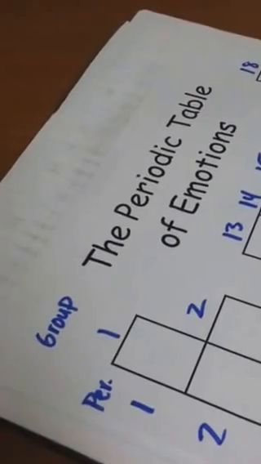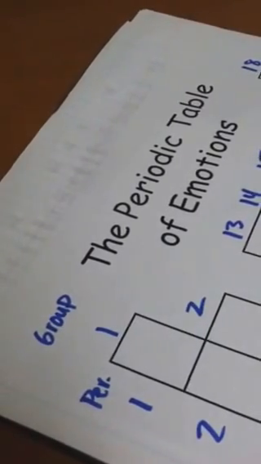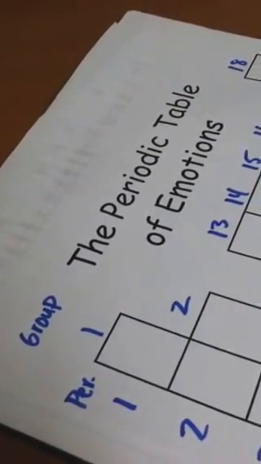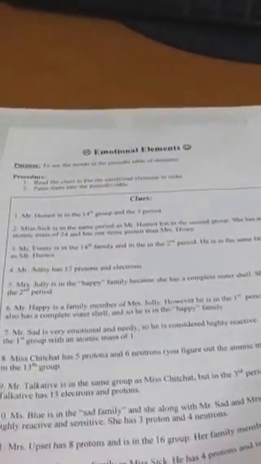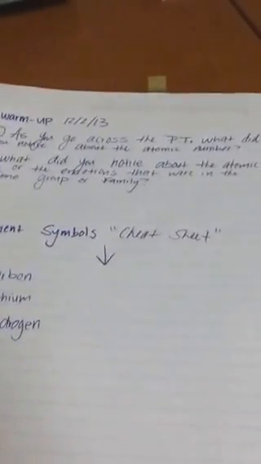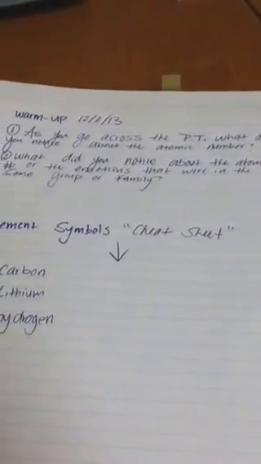Page 107 should be the periodic table of emotions, where you cut out the different elements of emotion and filled them in on the table using the clues from page 108. The periodic table of elements must be completed based on the clues and glued into the periodic table of elements squares. Page 109 was a warm-up where we analyzed the emotional element periodic table, and we also created on page 109 an element symbol cheat sheet so we can memorize the first 36 elements.